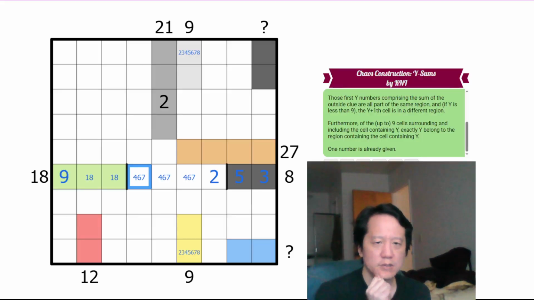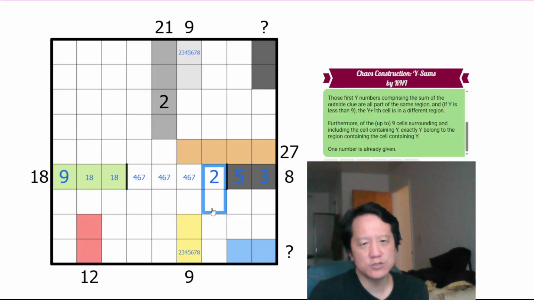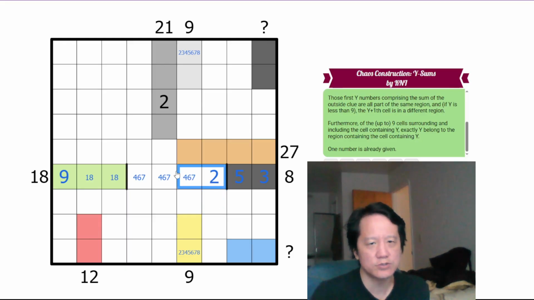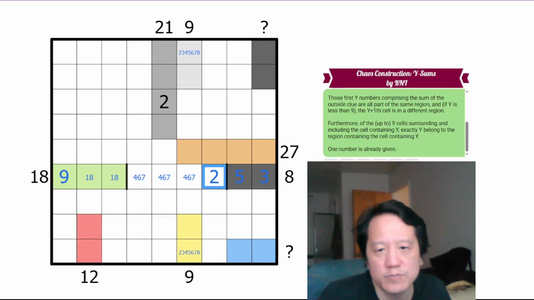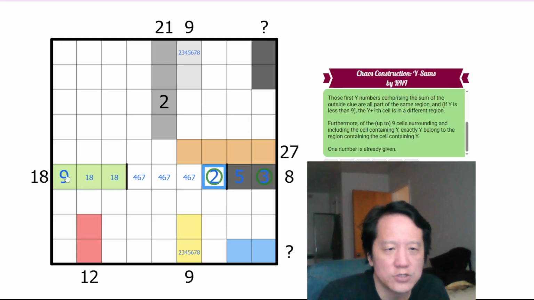Interesting. Only 2 of these cells are part of its region. So it either goes 2 here or 2 here. Only 3 of these cells are part of its region. So let's mark the y's with a green circle. So this is a y, 3 is pointing to 2, 9, this is a y, 9 is pointing to 3.